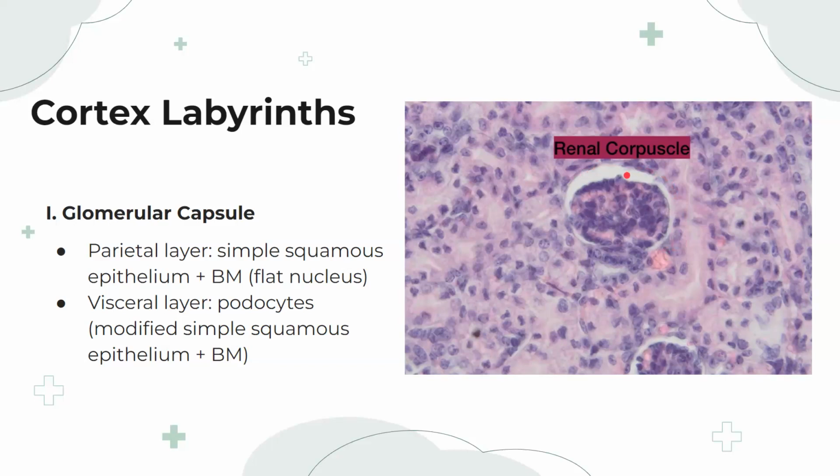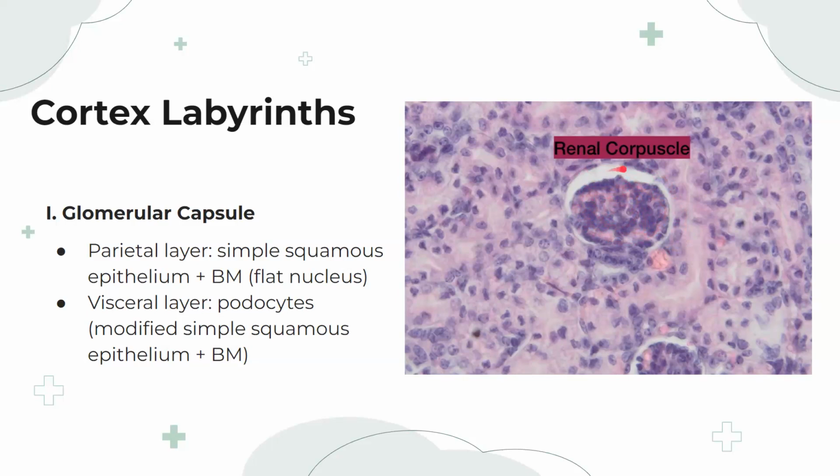And then we have the visceral layer, which is podocytes. And the podocytes are actually attached on top of the glomerulus, on top of the capillaries, okay? So it would be right here. Now, on a simple H&E stain, you can't really see podocytes, but they're here. They're pretty much on top of the capillaries.